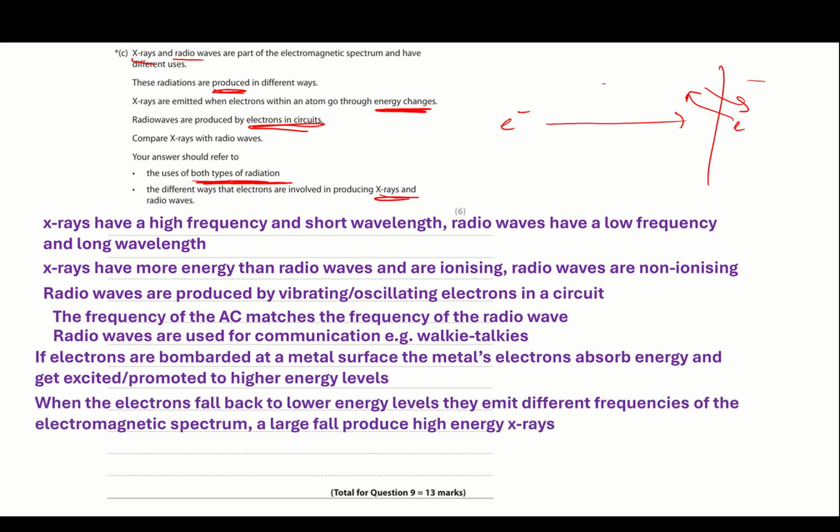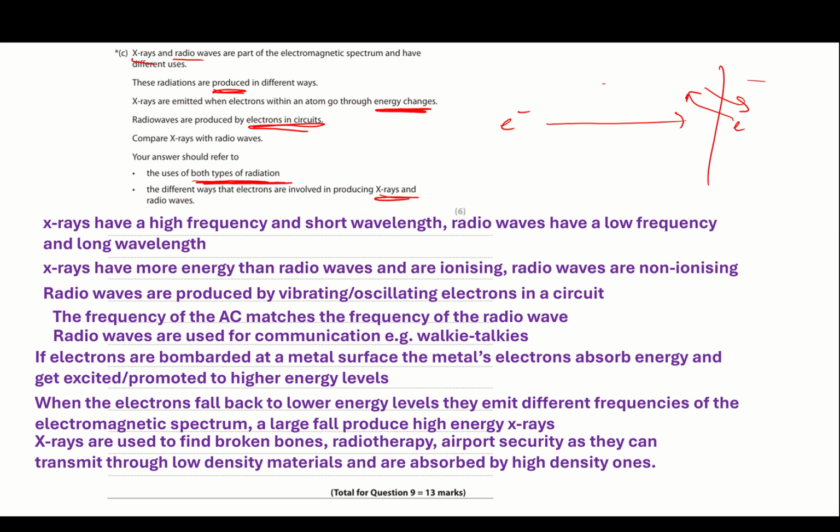Next part, we're going to excite some electrons, and when they fall back down, they're going to emit different frequencies. The larger the fall, the higher the energy. And they're used for broken bones because they're absorbed by high density and transmitted through low density. There you go. So that's a nasty 6 marker.